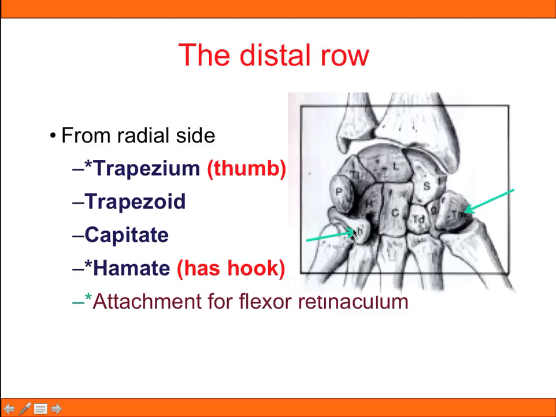So we have the hook of the hamate. The name hamate comes from hamellus, which means hook in Latin. So we can see the distal carpal row attachments for the flexor retinaculum here. The trapezium has a little tubercle that we can see here. The flexor retinaculum attaches there, and the hamate here has a hook, and that's going to be the final attachment of the flexor retinaculum.